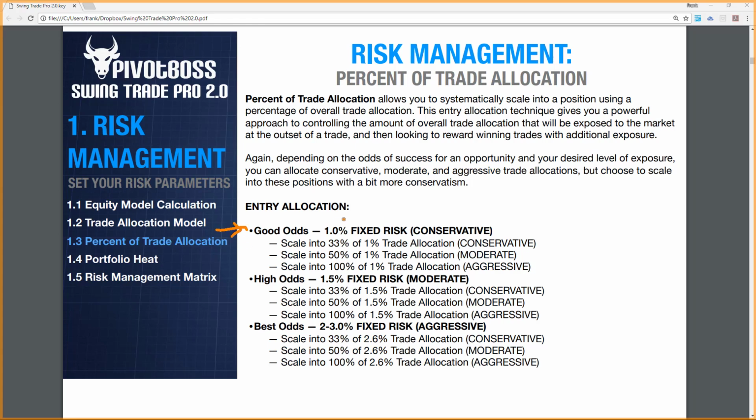Good odds trades, you may want to go 1% fixed risk, and then you can choose to scale in a third at a time, half at a time, or go all in at the initial entry. If you have a high odds trade, you may want to go moderate in terms of your approach, and you have the option to scale into a third, scale into half, or get into the entire trade allocation in one entry. And lastly, again, with the best odds trades, you can go more aggressively and then scale in a third, scale in a half, or scale in the entire trade allocation amount right at the entry. So again, being able to flow in and out of those, very, very important.